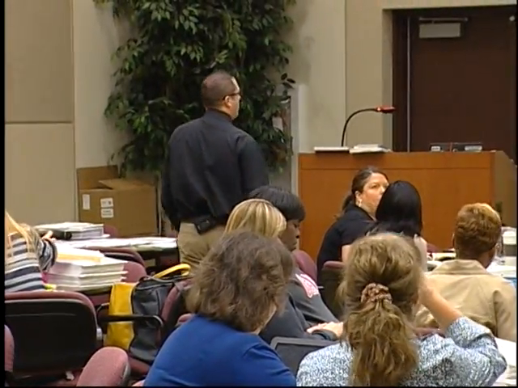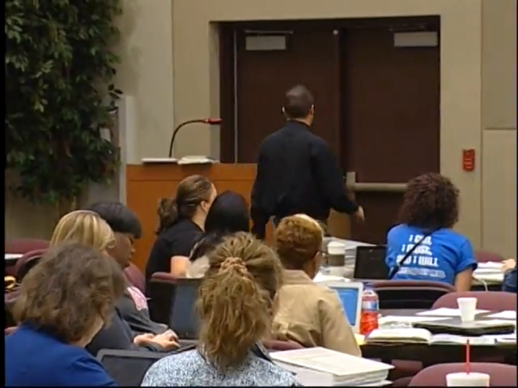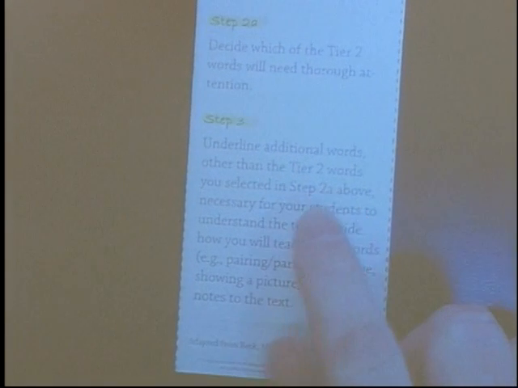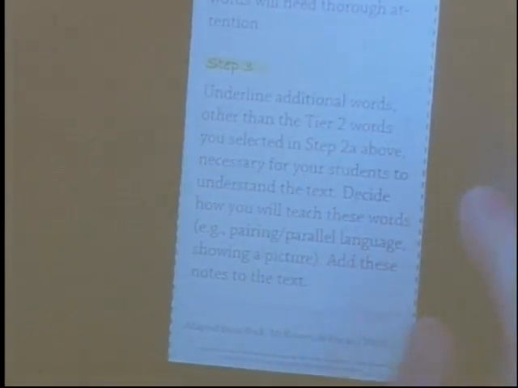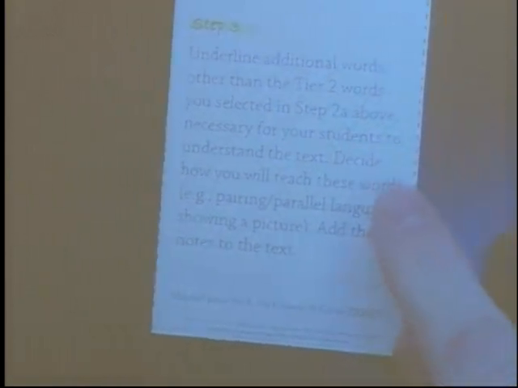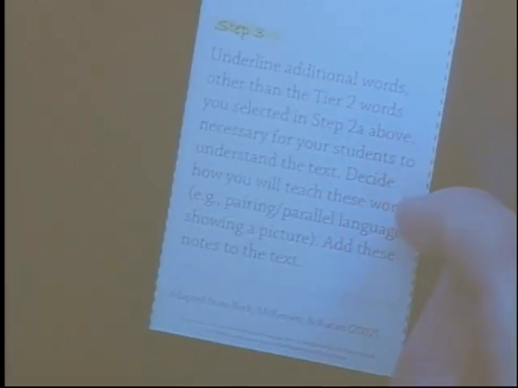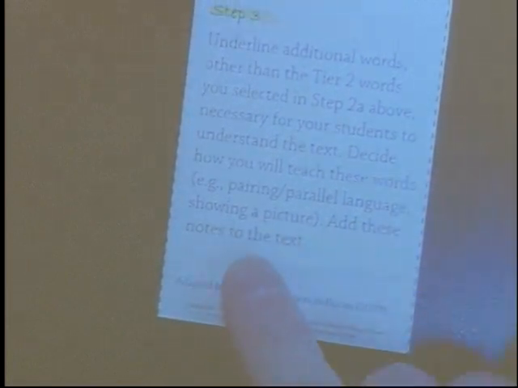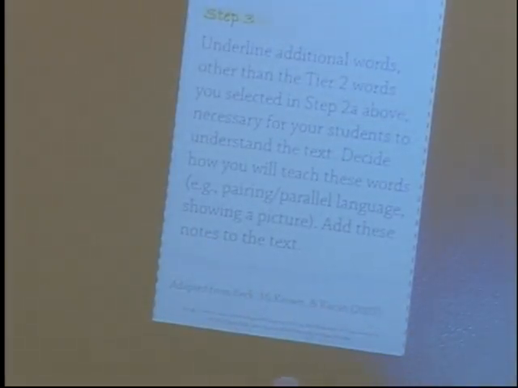We have one more step now. We are going to underline. Look at step 3. Underline additional words other than the tier 2 words you selected in step 2A above, necessary, excuse me, for your students to understand the text. Decide how you will teach these words. Are you going to use pairing, parallel language, show a picture? How are you going to explain that?